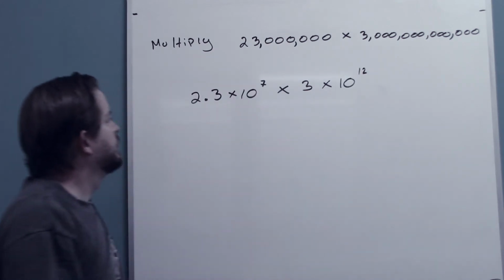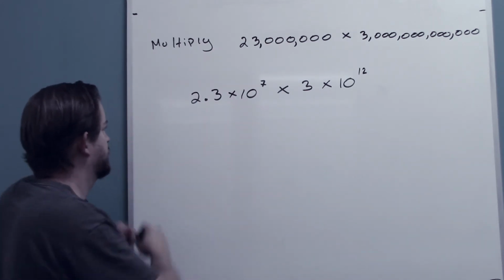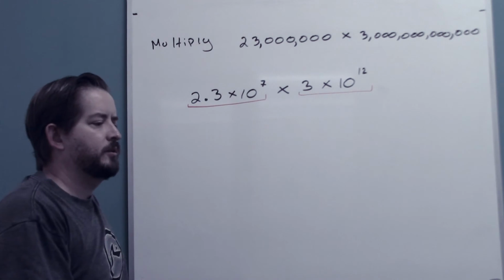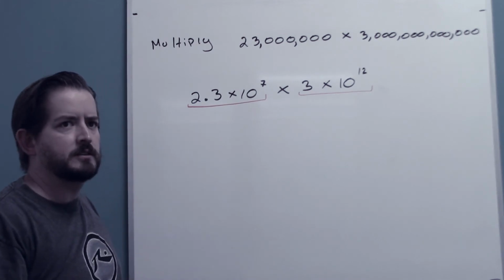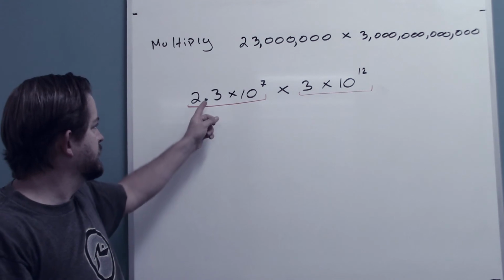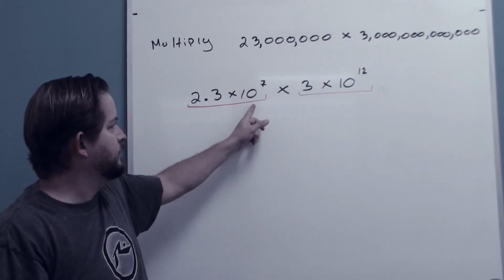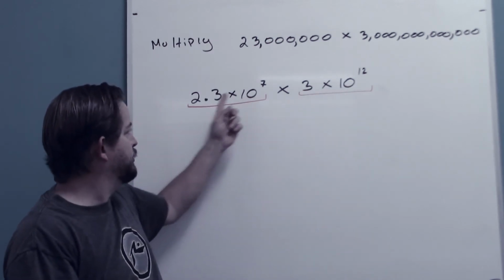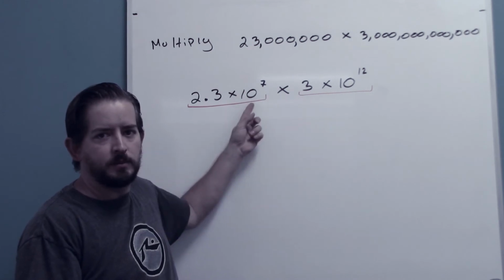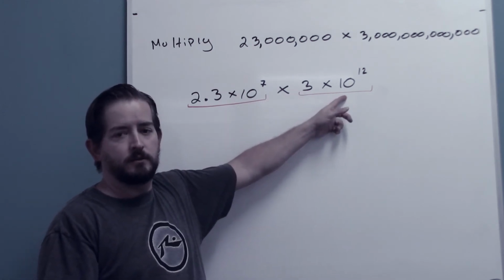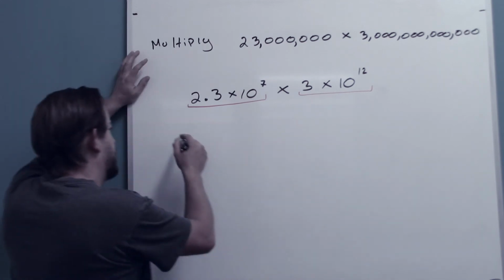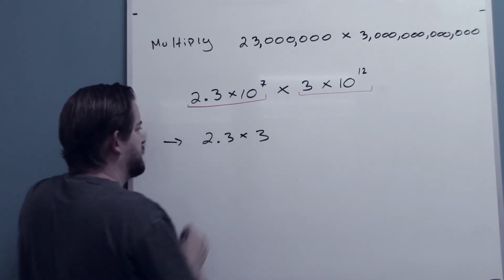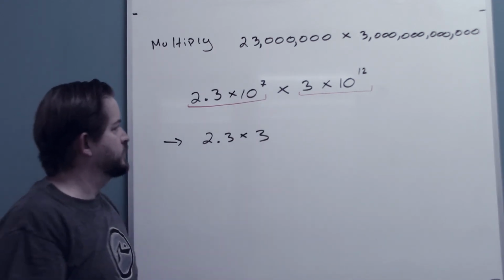Right? So really I have this number, 2.3 times 10 to the 7 multiplied by 3 times 10 to the 12. But this is multiplication, and multiplication is commutative. That means I can take 2.3 and multiply it by 10 to the 7, and then multiply it by 3, and then multiply it by 10 to the 12, or I can take 2.3 and multiply it by 3, and then multiply it by 10 to the 7, and then multiply it by 10 to the 12. I can reorder this, right? I can rewrite this, that is to say, as 2.3 multiplied by 3, it's commutative, right? I can switch places.